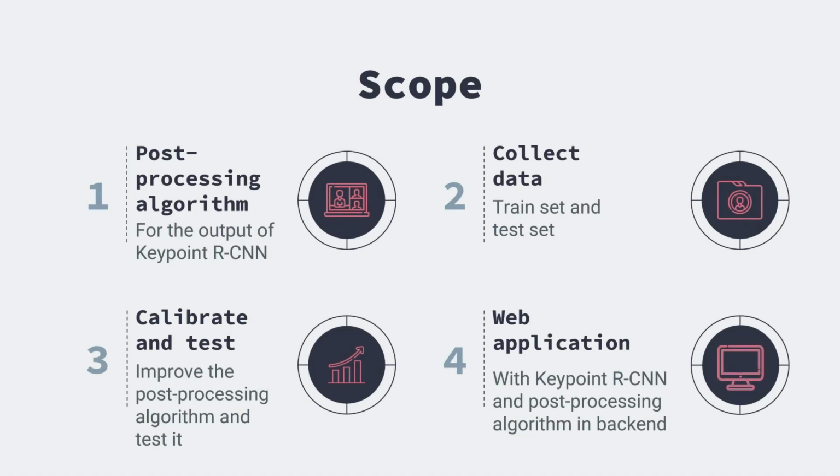So here's the scope of the project. First is to create a post-processing algorithm for the output of Keypoint RCNN. Next is to collect data for the train set and the test set. Next is to calibrate and test the post-processing algorithm to improve it. And lastly is to create a full-stack web application with Keypoint RCNN and the post-processing algorithm in the backend.